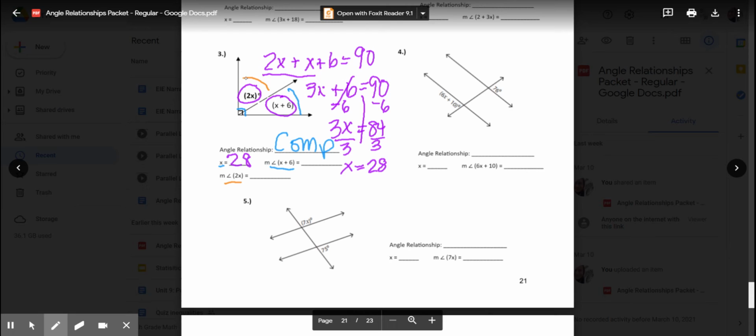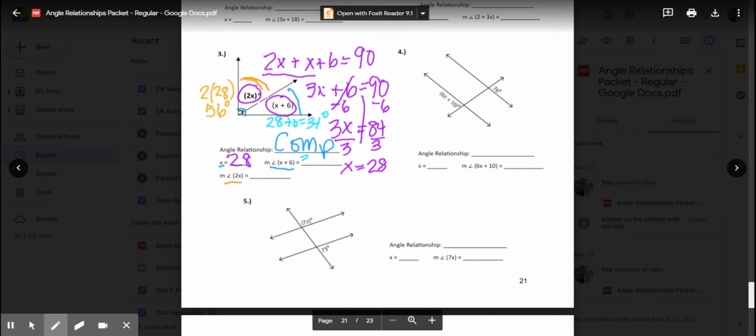Well, this angle over here says the angle measure is 2 times x degrees. So I'm going to substitute in x is 28, and I get 2 times 28, which is 56 degrees. So this angle will be 56 degrees. And then for the other angle, it says x plus 6 degrees. So I'm going to substitute that in, 28 plus 6, and that equals 34 degrees.